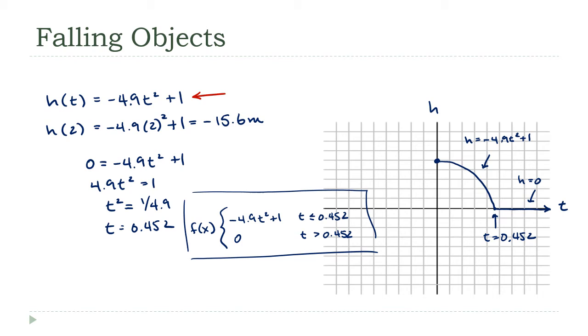Now, if you're looking at this and you think about it for a minute, there's actually another little bit of a problem here. The way this function is defined, it allows for negative values of t. And that's not possible.